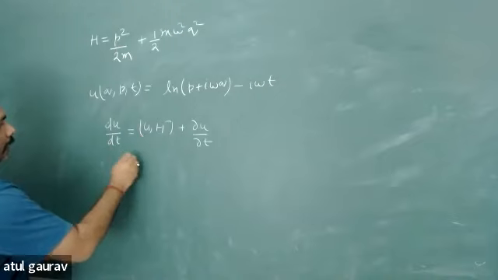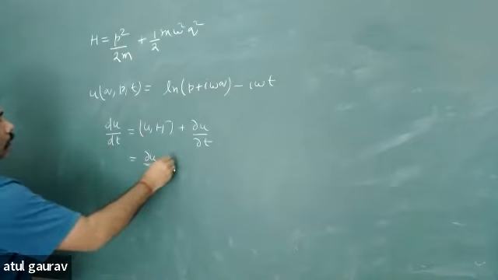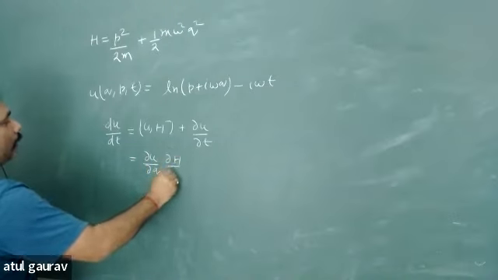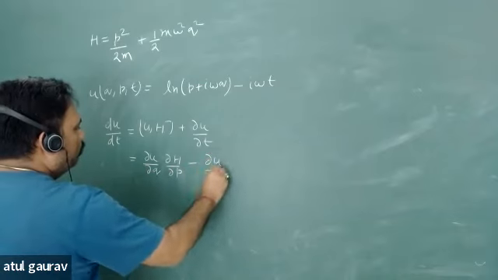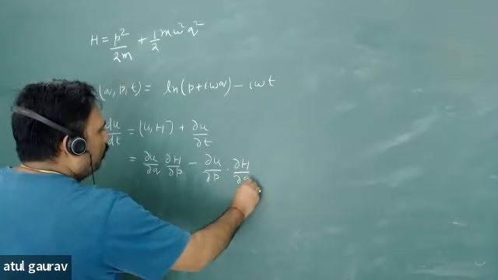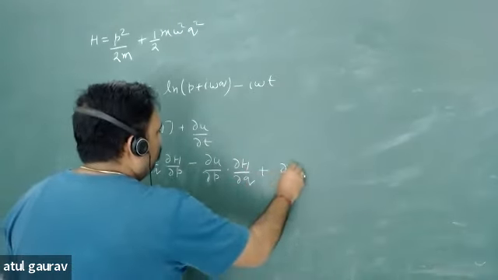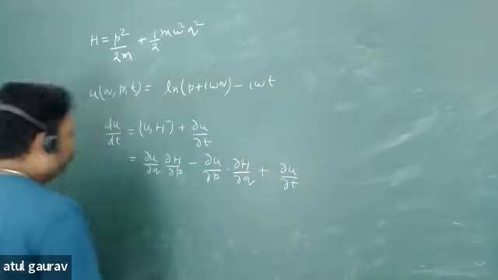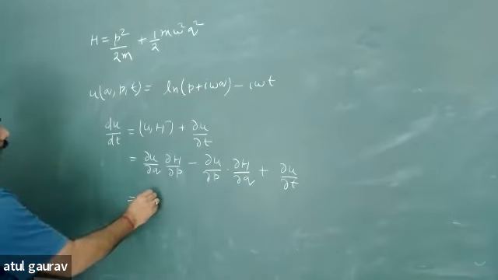So let's try to go for this. ∂u/∂q ∂H/∂p minus ∂u/∂p ∂H/∂q, and plus ∂u/∂t. ∂u/∂q बताइए तो क्या होगा? बताइए। iω upon p plus iωq.